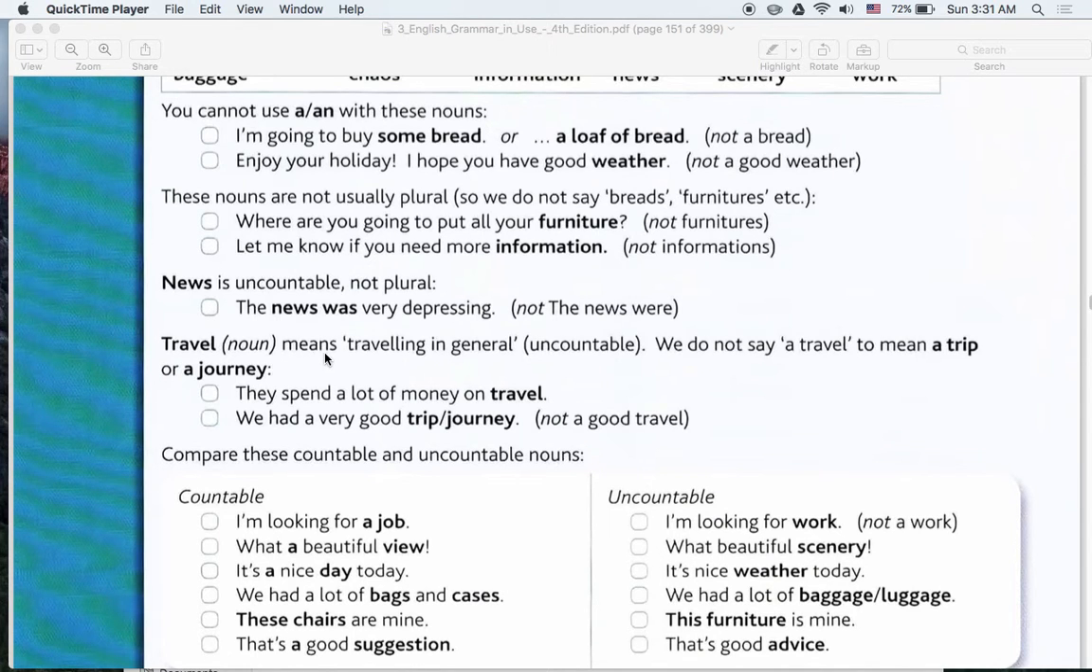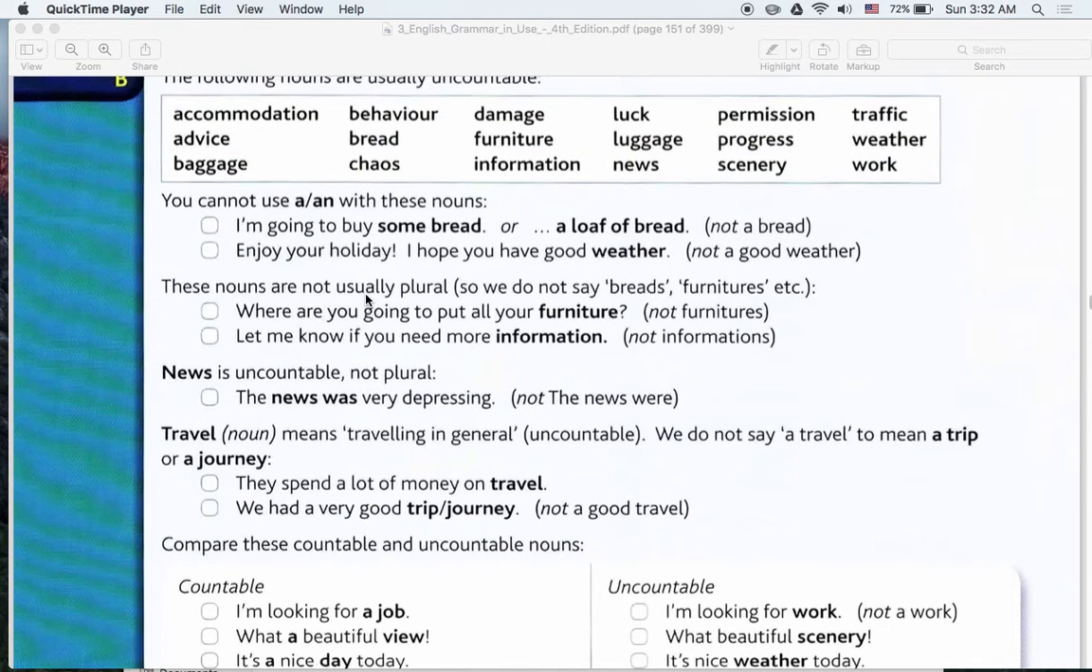Travel, noun, means traveling. News is uncountable, not plural. The news was very depressing, not the news were. So, news, it is like singular. Well, actually, uncountable, but as you can see from here, uncountable nouns use something like singular form. You just need to remember it or get used to saying this. Use was.